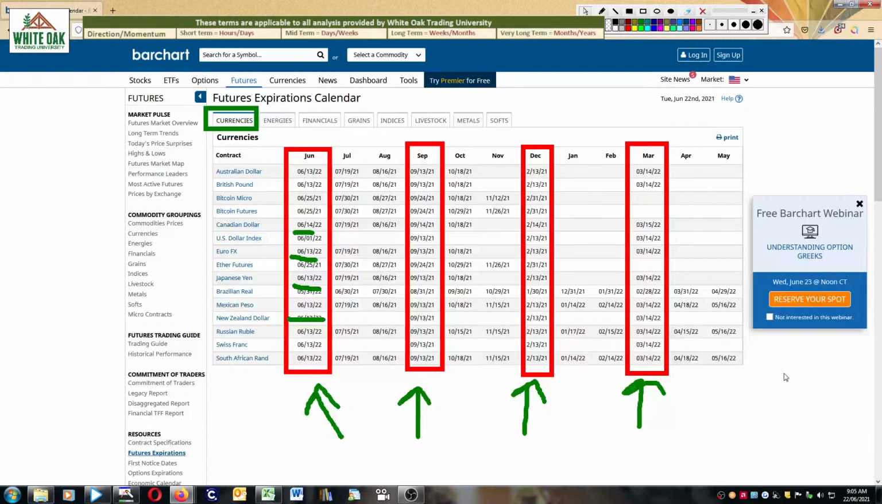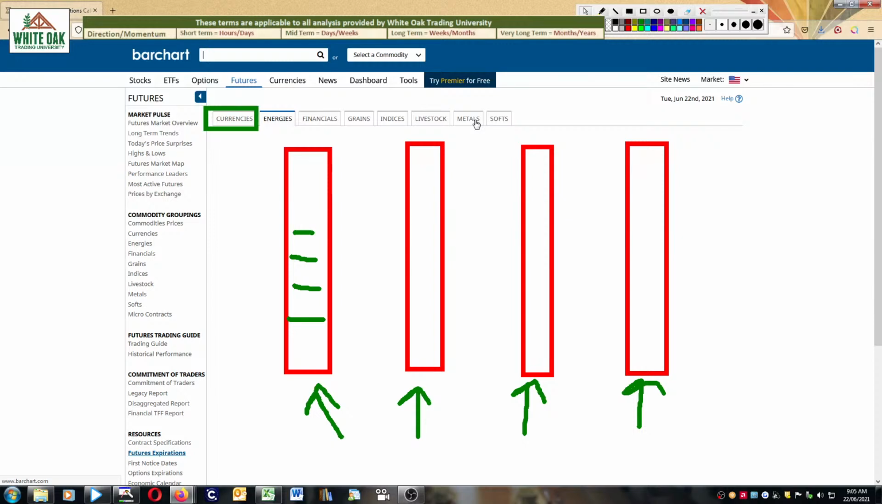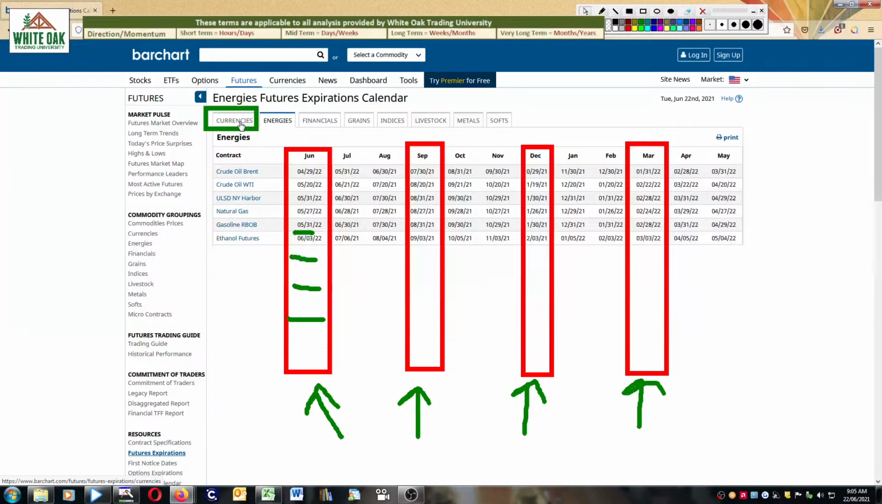Okay? So this is the website that I go to. Once again, I'll point it out here, BarChart.com, Futures Expirations, Currencies. And then you can click and find out energies, financials, grains, indices, metals, softs, and so forth. But my focus is usually on the currencies, and then I look for the metals, gold, and then I look for oil. But currencies is what I'm usually just focused on.